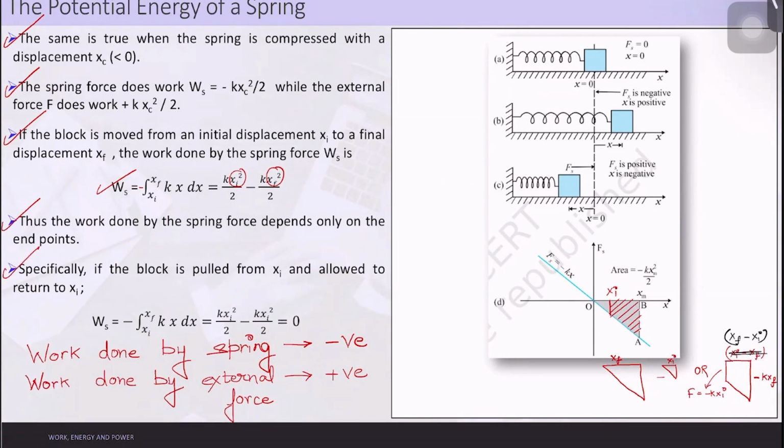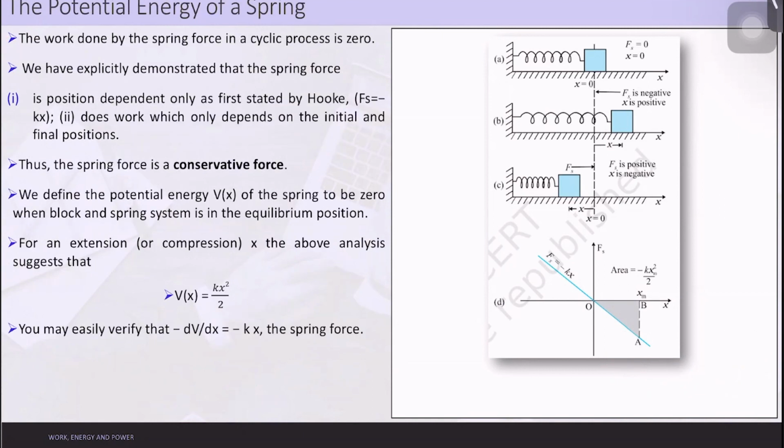Specifically, if the block is pulled from xi and allowed to return to xi, then as it depends only on the endpoints, it's xi square by 2 minus xi square by 2, which will give you the answer 0. So I hope it is clear, because it depends on the endpoints, therefore the work done will be 0. The previous discussion can be said as: the work done by the spring force in a cyclic process. What is a cyclic process? Going in one direction and returning to the same position is basically called a cyclic process. The work done by the spring force in a cyclic process is 0.